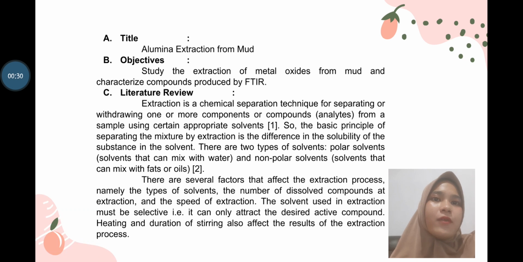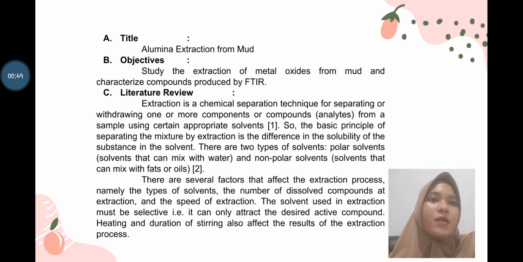Title: Alumina extraction from wood. Objective: study the extraction of metal oxide from wood and characterize the compounds produced by FTIR. Literature review: extraction is a chemical separation technique for separating or withdrawing one or more components or compound analytes from a sample using certain appropriate solvents.